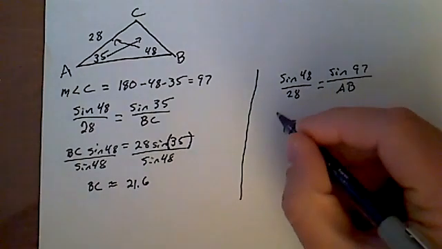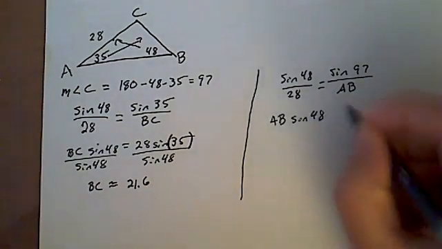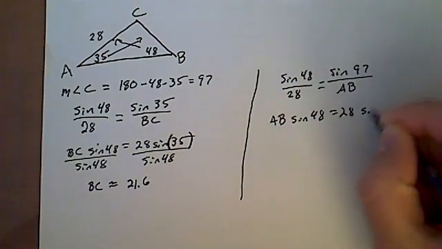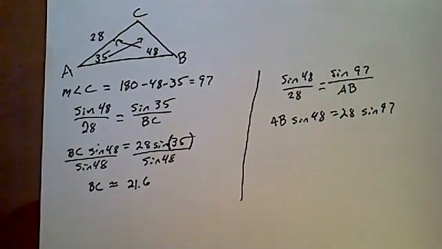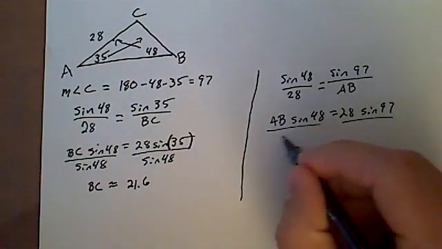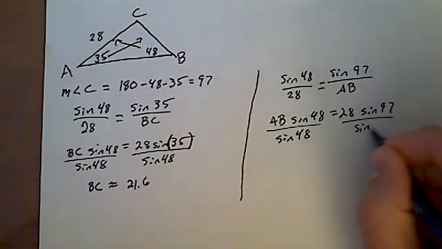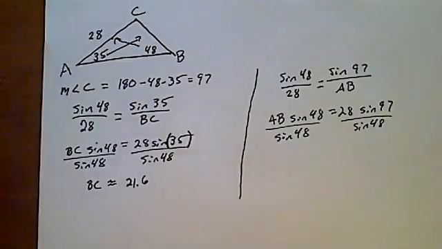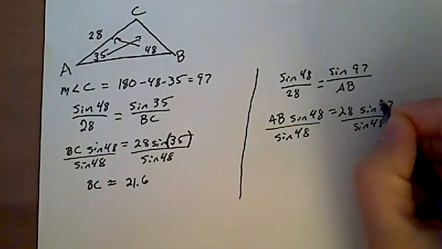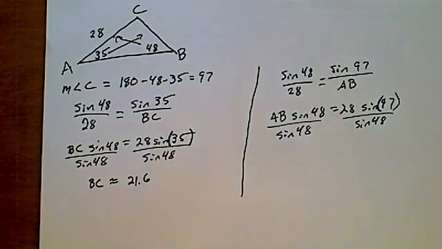Again, we cross multiply, we get AB sine of 48 is 28 sine of 97. We're looking for AB. The sine of 48 is just a number, so we divide both sides by it. Again, remember your calculator will probably open a parentheses there, so you need to close it.